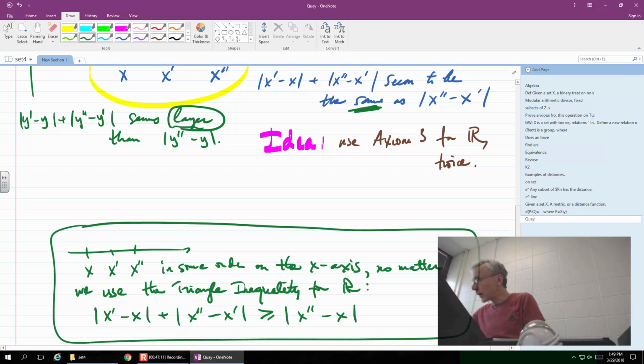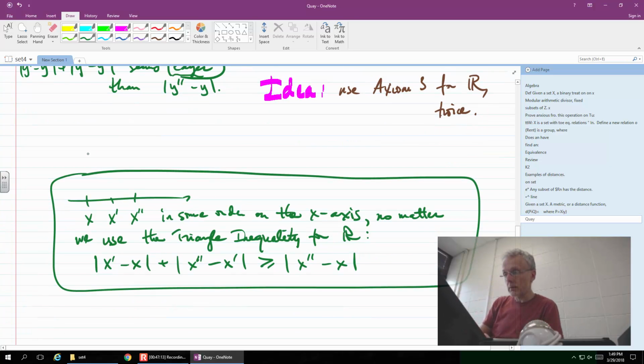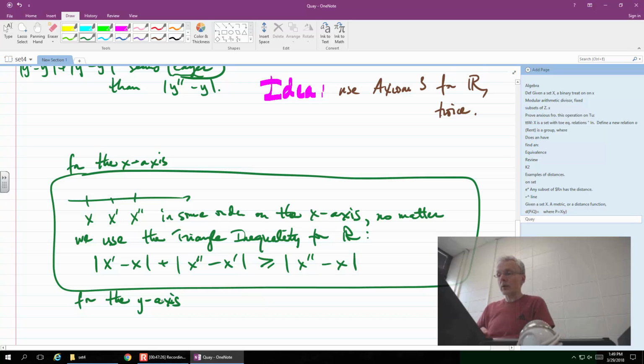Okay, so that's for the x-axis. And then secondly, we do the same for the y-axis. We'll just do it next time, but pretty much it will fall into our lap.